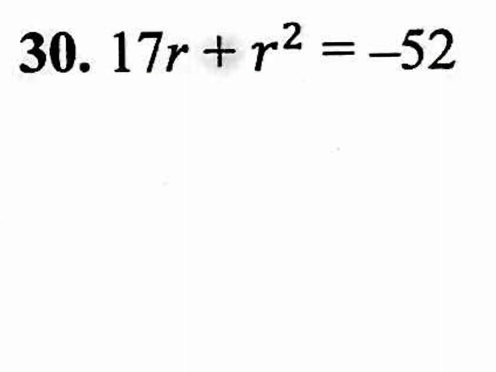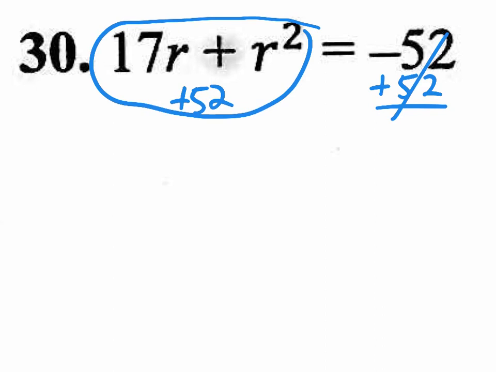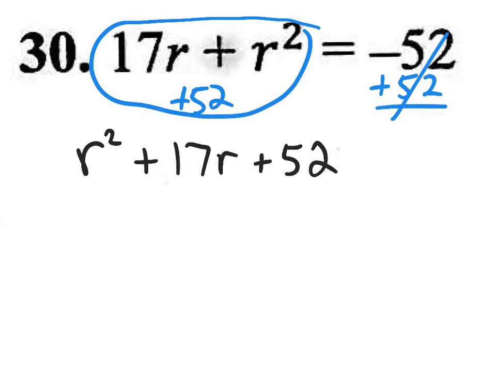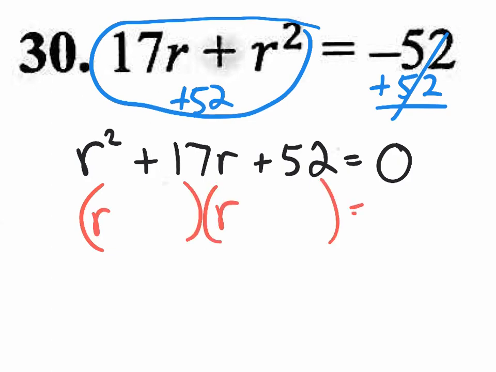Last one, guys. Let's get it equal to 0 first by adding 52. None of these three terms could be combined, so let's just rewrite it in standard form. R squared first, positive 17R second, constant 52 at the very end. Set it equal to 0 because negative 52 plus 52 is 0. Now we're going to factor. R still equal to 0. What times what is 52 that if I combine together is 17?